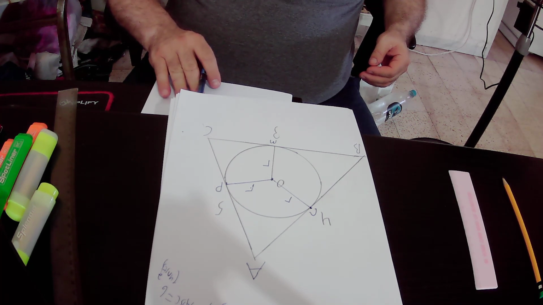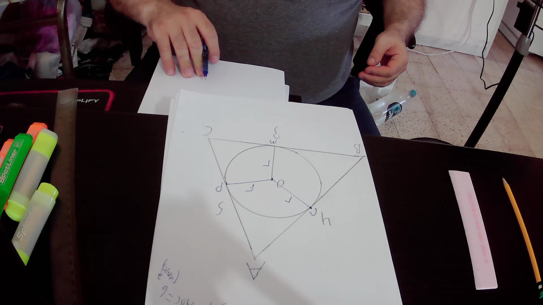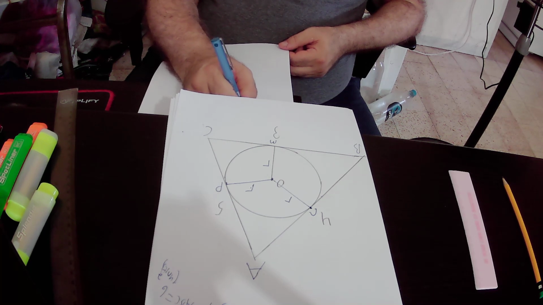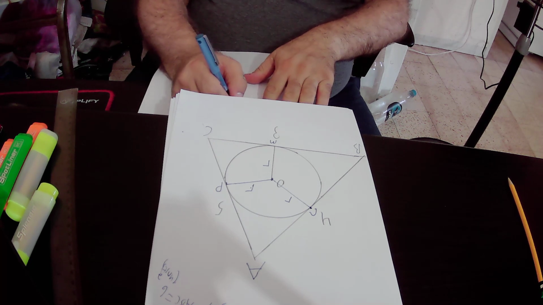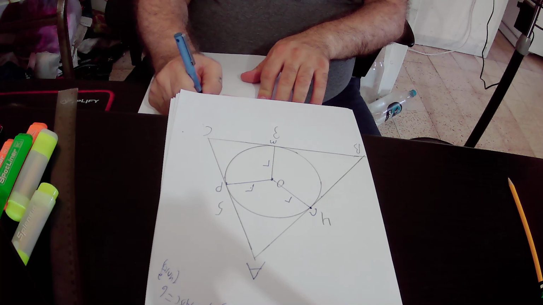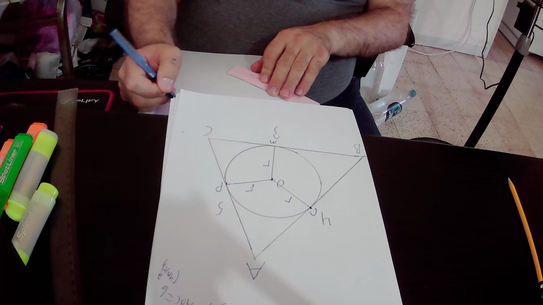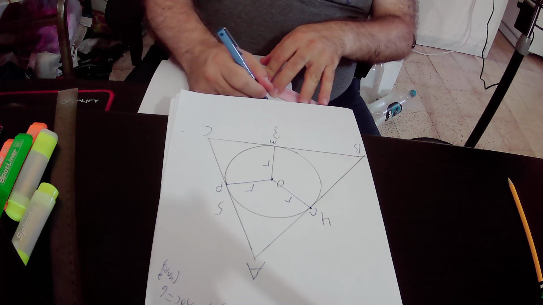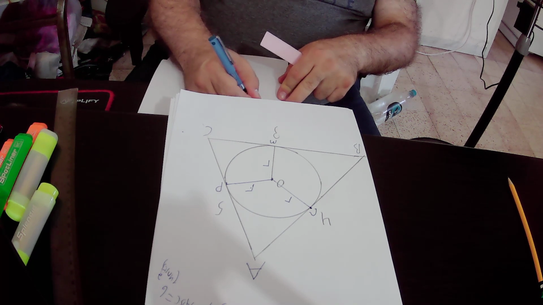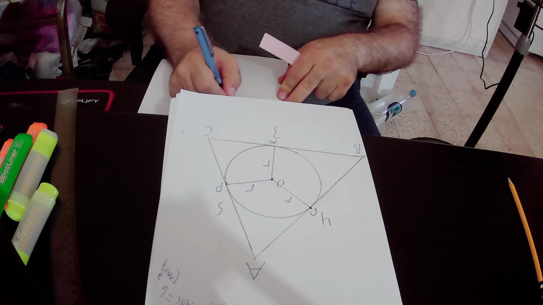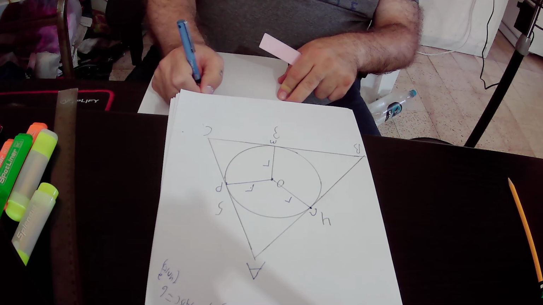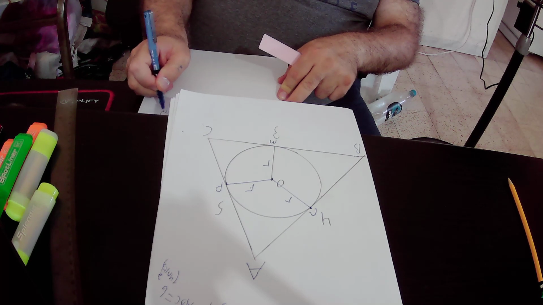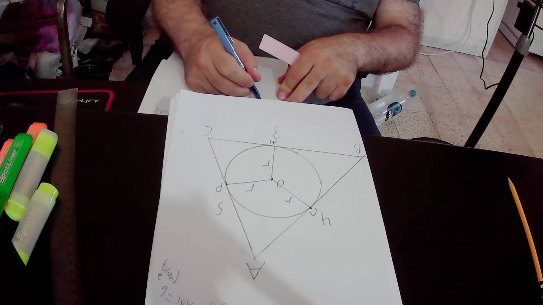Okay, so actually we have a rule. I will call it rule number 1, that states that in any circle a radius and the tangent to the radius are perpendicular to each other.